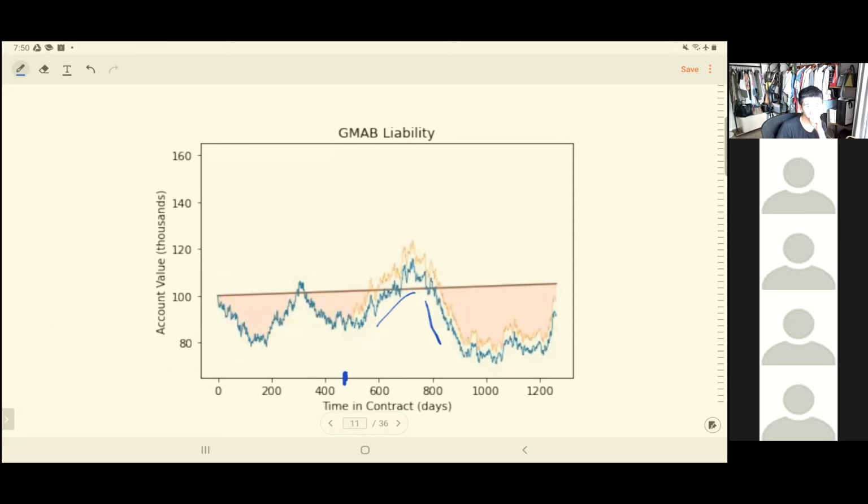And as you can see, what happens at the end of the contract is that the payout for the GMAB actually decreases a little bit in response to the price of this equity going up a little bit on day 500. And so this is an illustration of this delta. If you're here in time, and the price of this underlying equity increases, then you expect to pay a little bit less at the end of the contract.